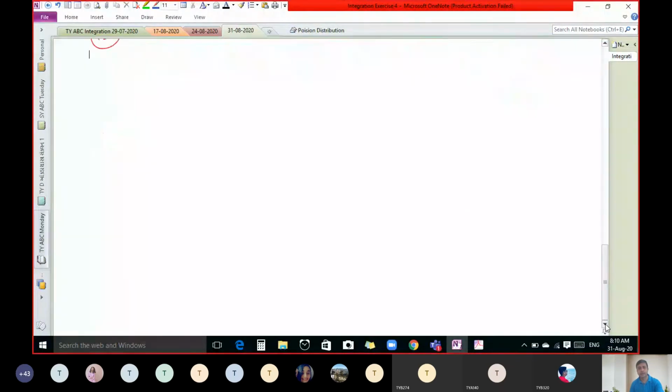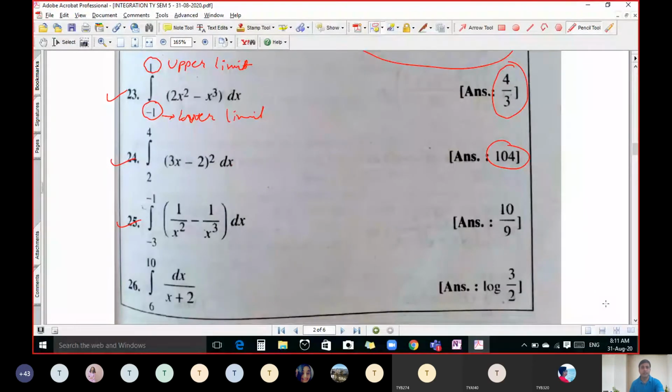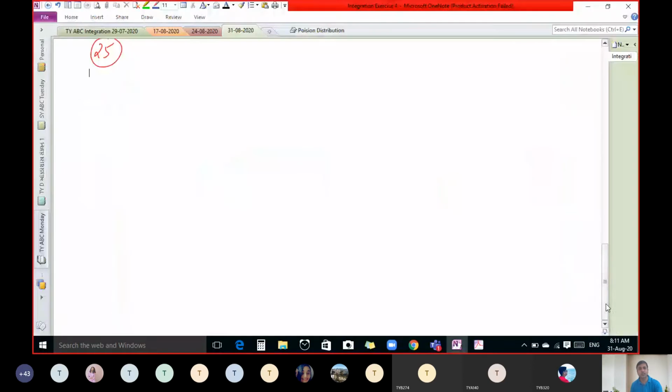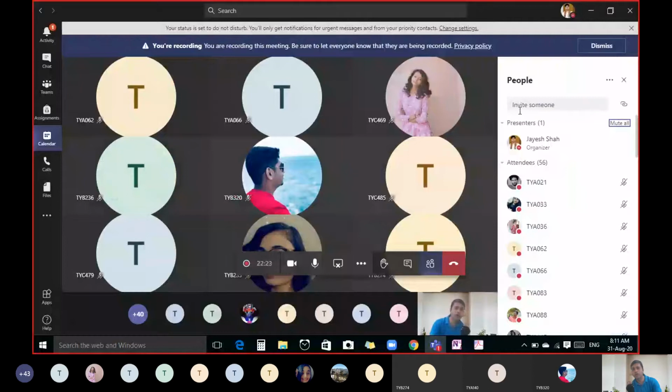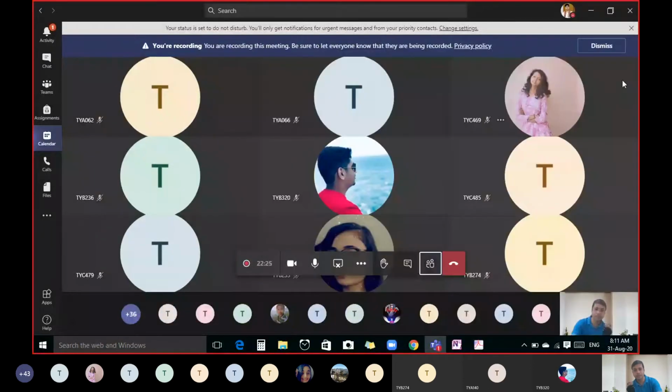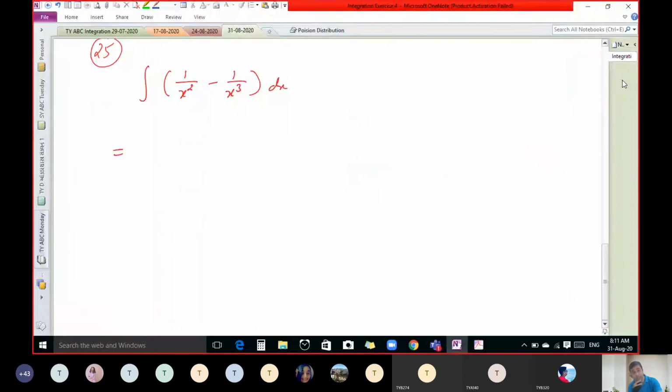Now, question number 25. The range is minus 3 to 1, and the question is 1 upon x square minus 1 upon x cube. So just forget the range: integration of 1 upon x square minus 1 upon x cube dx. Okay. Now, any of you, please tell me how to solve this question. Any of you know how to find the answer of this question?